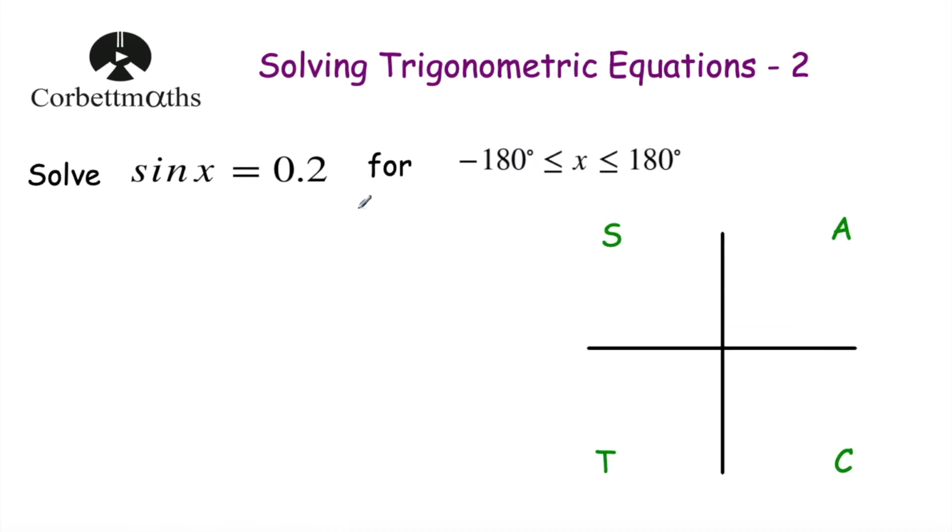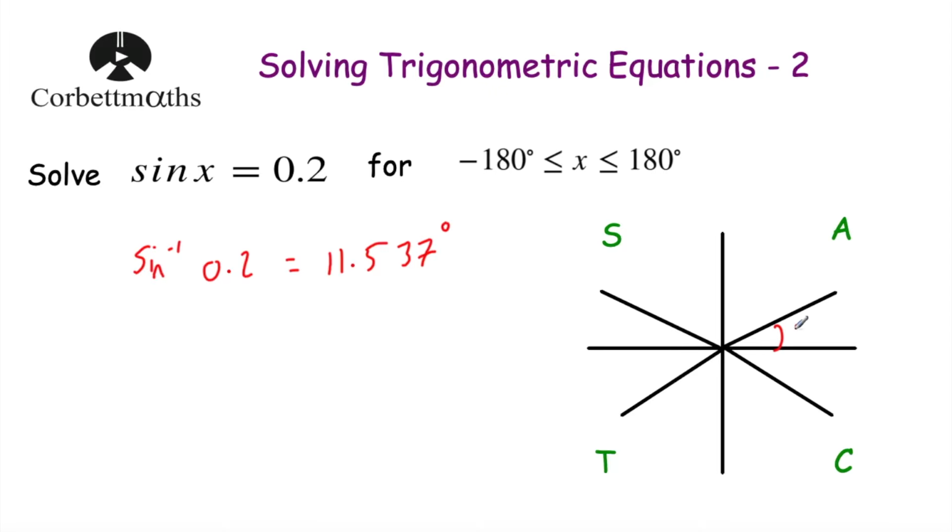Remember, we get our ruler and pencil and draw on those acute angles. They would go there, there, there, and there. And we would mark in 11.537 degrees in each of them. So here 11.537 degrees, here 11.537 degrees, here 11.537 degrees, and here 11.537 degrees. So we've marked on our angles on the CAST diagram.